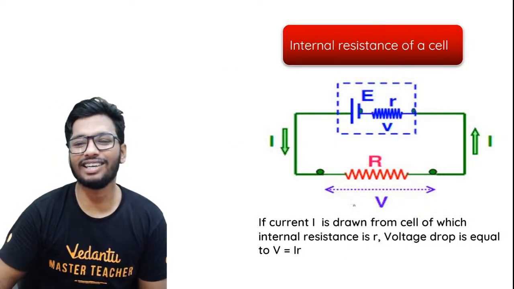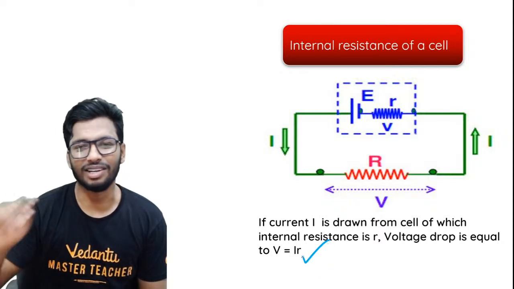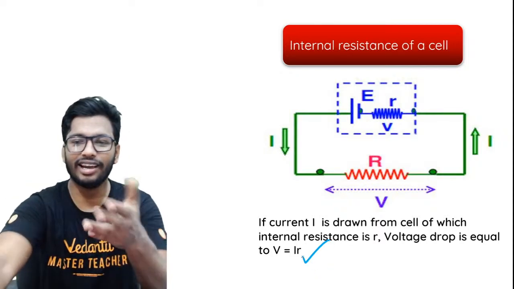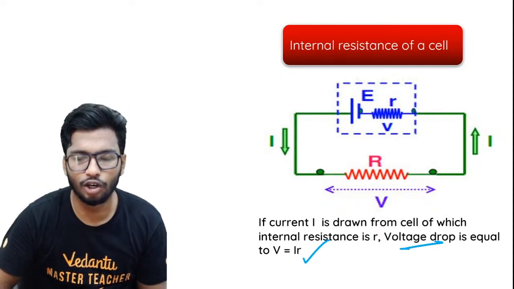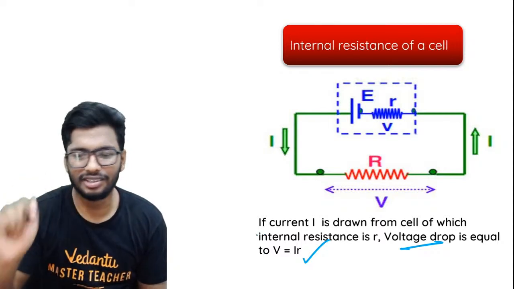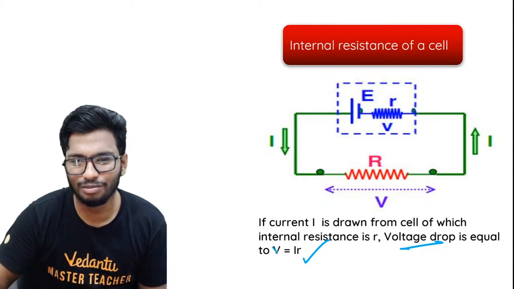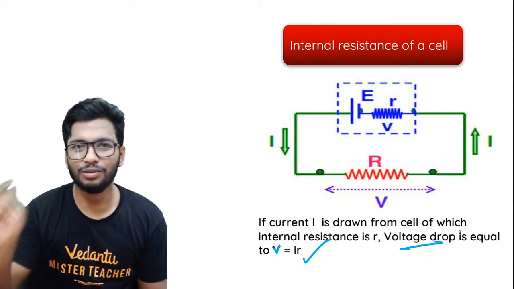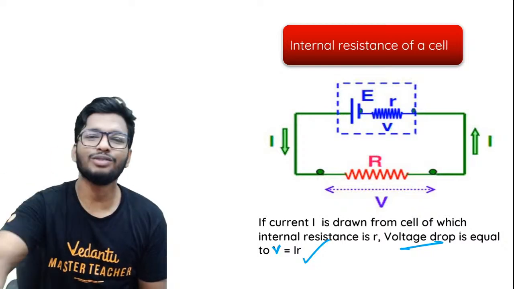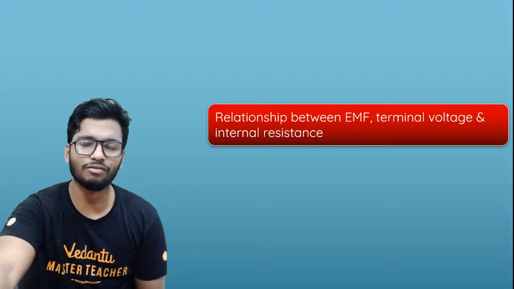Don't worry, all right? So V is equal to I into R is the basic formula, guys. Again, there are a few typing mistakes. It's small v because they're talking about voltage drop. So voltage drop is represented as small v. Small v is equal to I into R is the basic formula.